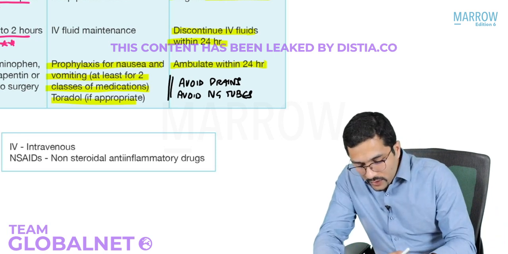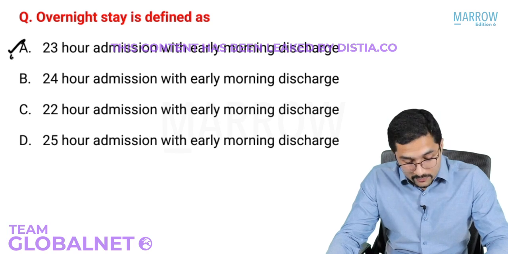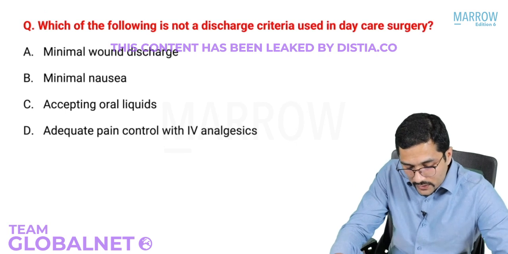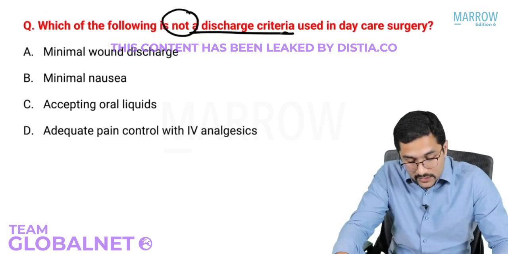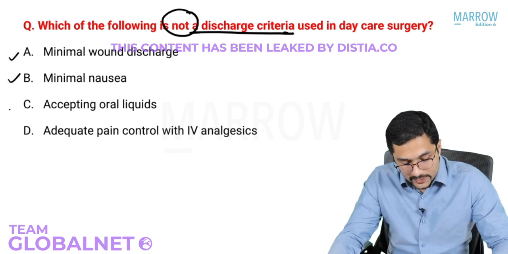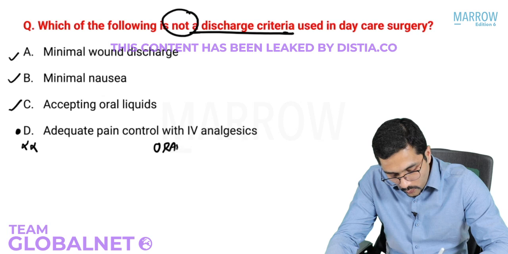Before we end this module, let's quickly do some MCQs. Overnight stay is 23-hour admission with early morning discharge. This we've discussed. Which of the following is not a discharge criteria used in daycare surgery? This question has been asked. Minimal wound discharge, minimal nausea, accepting oral liquids, adequate pain control with IV analgesics. No, it is with oral analgesics.